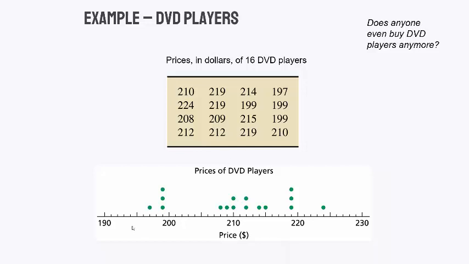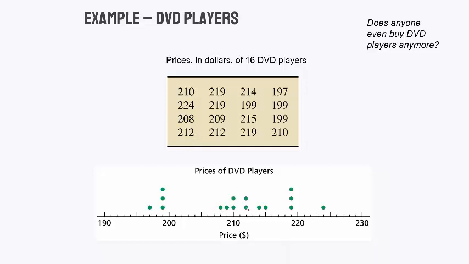So what you would do is draw a horizontal axis and label down on the bottom price, okay? So it looked like the lowest possible price here was $197. So I'm going to start at $190. And the highest it looked like was $224, so I'll go up to $230. And when I get to the first value, $210, I'm going to go above $210 and put a dot. I go to $224, I put a dot. $208, right here, I put a dot.